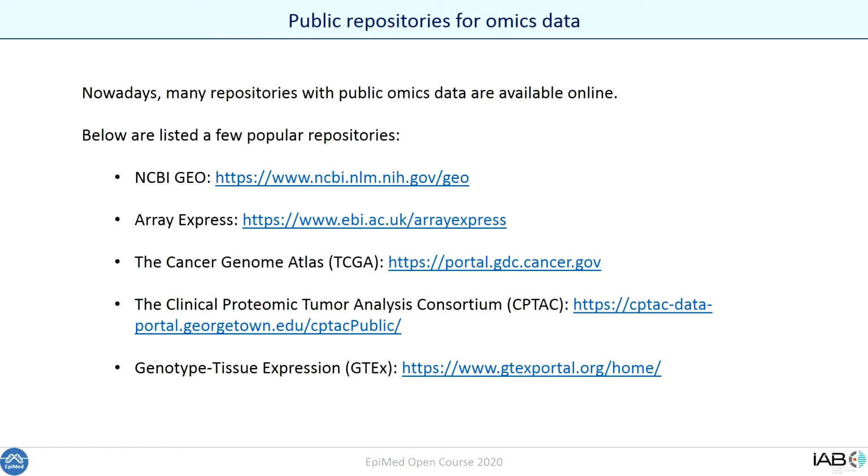You may also know the ArrayExpress repository, which contains essentially transcriptomic data recorded with microarrays. TCGA is a repository for different omics data in cancers. CPTAC is a portal to download proteomics data for cancers also, and GTEx is a huge database for normal samples, normal tissues associated with the corresponding omics data.